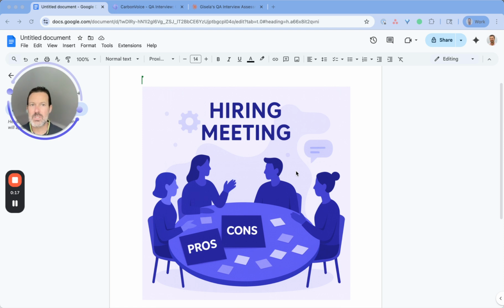It got to a faster decision, removed bias in the decision making, and ultimately left more time for us to do reference interviews and spend a little bit more time going deeper with the candidate. So I used Carbon Voice and Claude with our MCP server to do this. And let me show you how it worked.